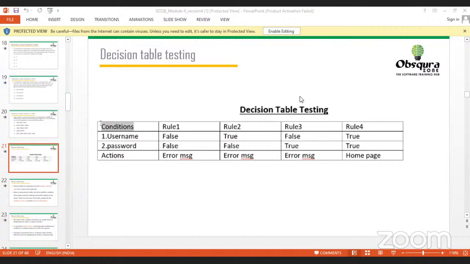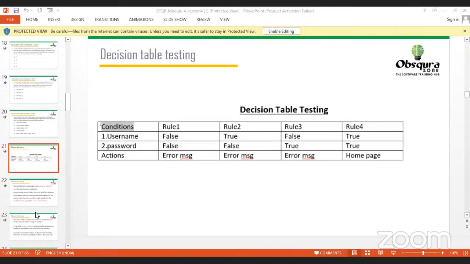So what will be the coverage here? There are total 4 rules. We have tested only 2 rules here. So what will be the coverage here? Yes, 2 by 4. That is 50% coverage. Yes, Muhammad. Yes, Namita. Yes, everyone. Correct. So you got what is decision table testing, right?